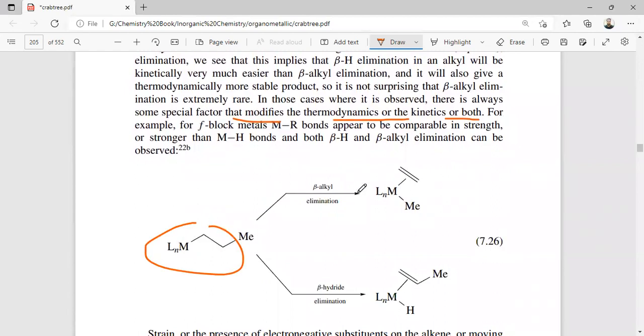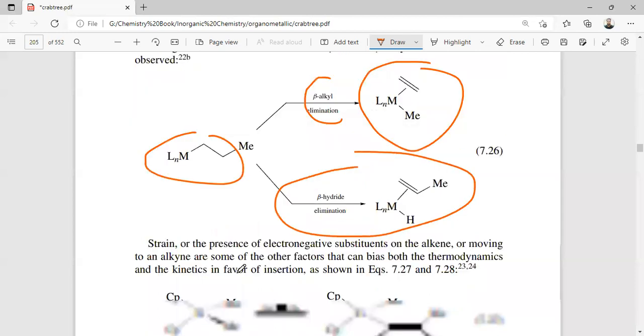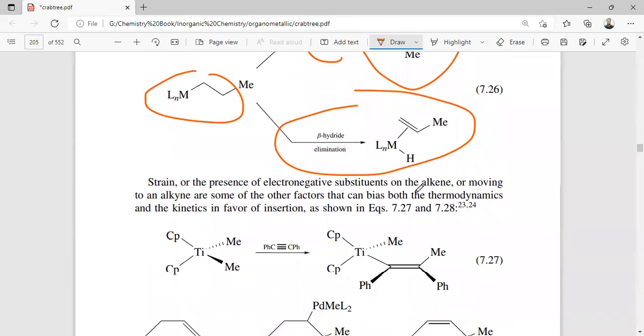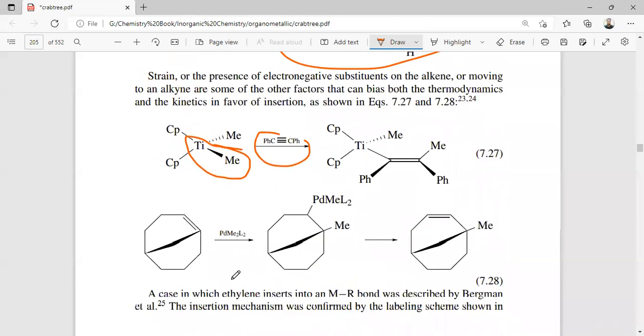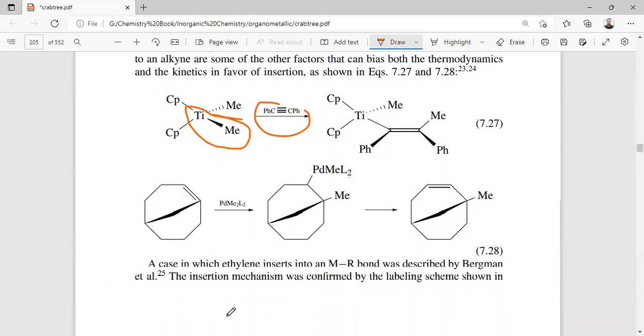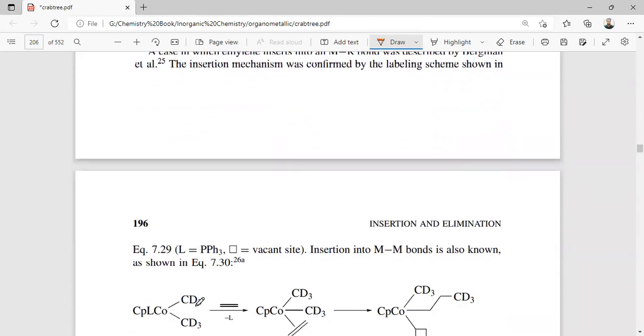So here is the beta alkyl elimination from this molecule, or beta hydride elimination from this molecule. The strain, or the presence of electronegative substituents on the alkene, as well as some other factors, can shift the thermodynamics and kinetics in favor. So here the alkyne is inserted into the metal alkyl bond, as in the case of ethylene inserted into the MR bond, also described by Bergman. The insertion mechanism is also confirmed by a labeling scheme.